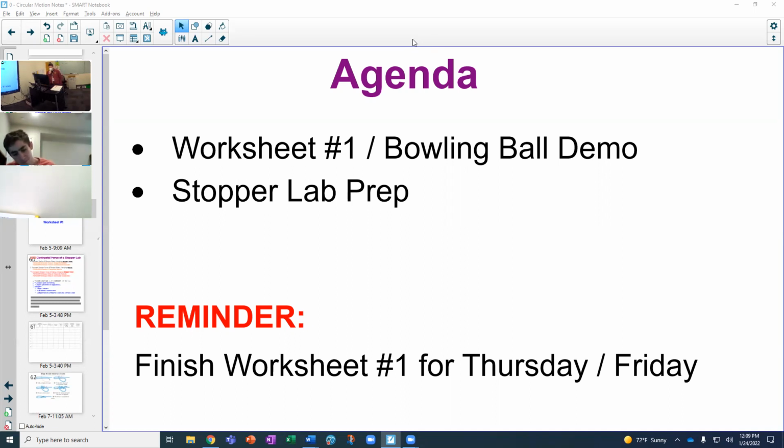All right, let's go ahead and talk about worksheet 1 first. So on the first page, the question at the top is about a bowling ball or some kind of ball. I guess some reference says bowling ball specifically, but it's going in a straight line and it's curving, and you're trying to figure out how would you make it curve.